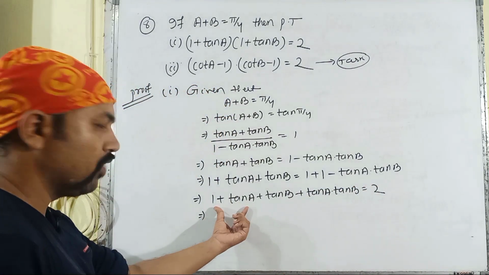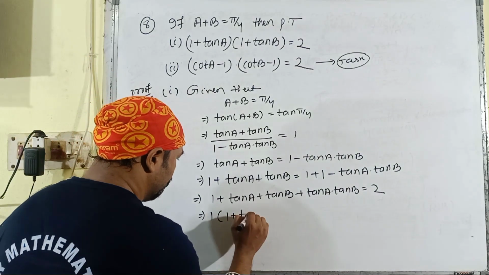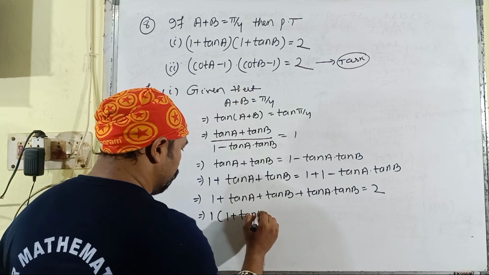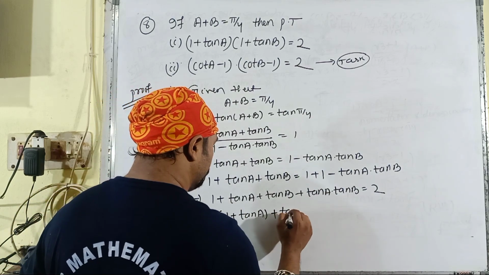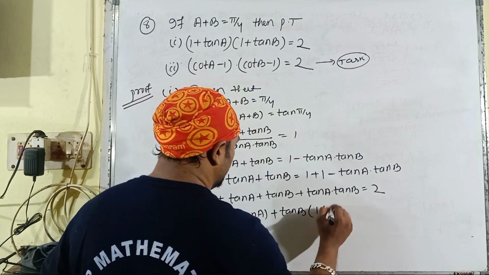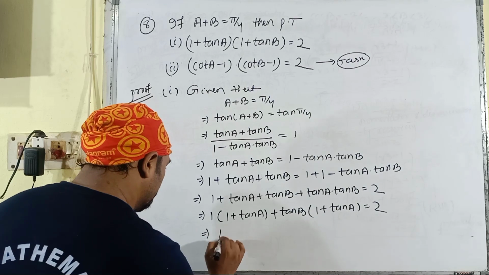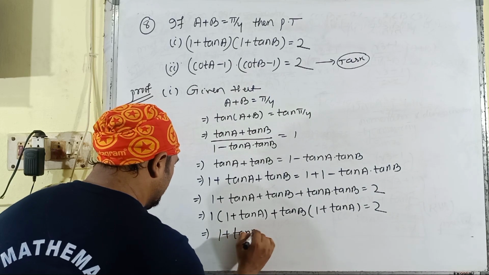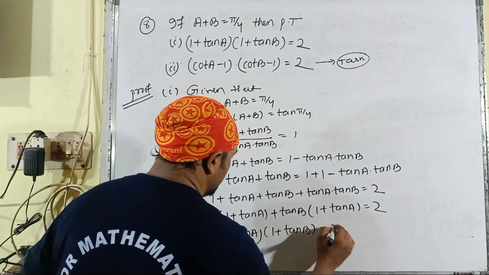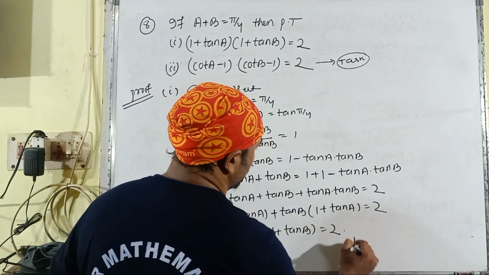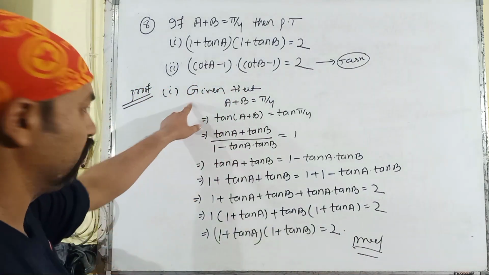Then taking 1 common from the first two terms here, we are getting 1 multiplied with 1 plus tan a, and taking tan b common from the last two terms, it is tan b multiplied with 1 plus tan a is equal to 2. Then this will be equal to 1 plus tan a multiplied with 1 plus tan b is equal to 2. And here it is the proof of problem number 8, the first bit.